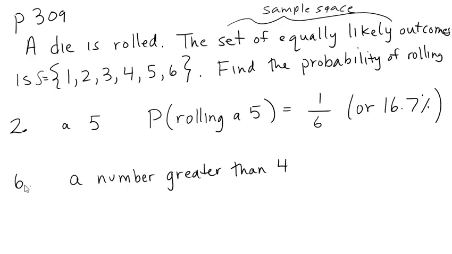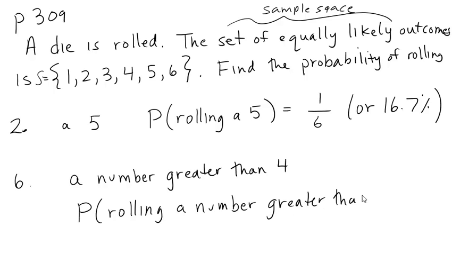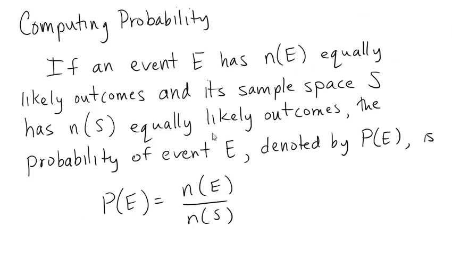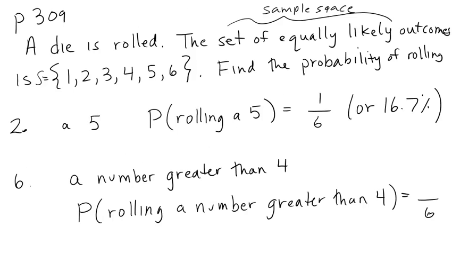Problem number 6. Find the probability of rolling a number greater than 4. So the probability of rolling a number greater than 4, let's see. The denominator will be 6 because there are 6 outcomes in the sample space, right? That's what our rule says. The denominator is the number of elements in the sample space. The numerator will be the number of elements in the sample space that satisfy this condition. How many numbers in the sample space are greater than 4? Well, there are 2. That's 2/6.